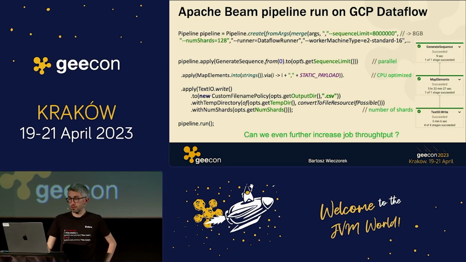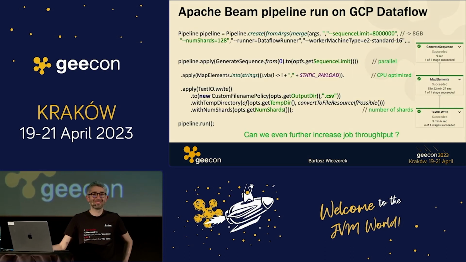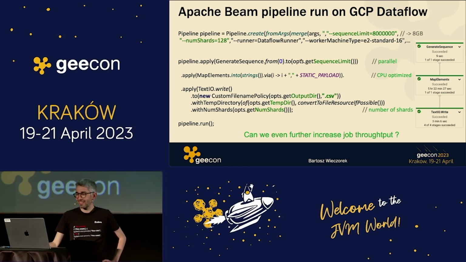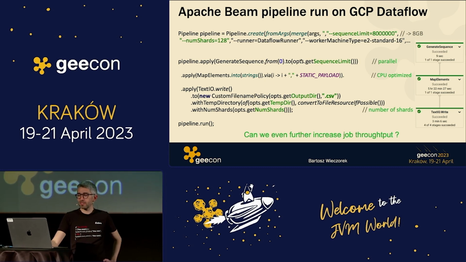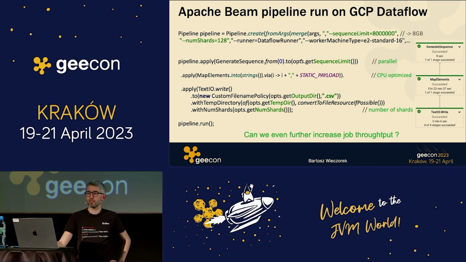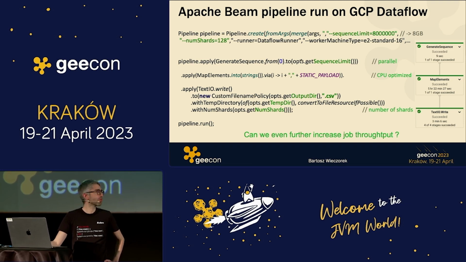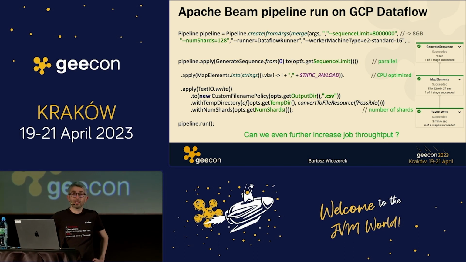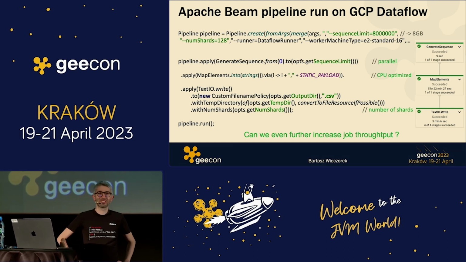Okay, can we go faster? What else can we do? We improve the number of shards. I set them here to 128, but the results were close to 64. Can we go faster? Any other guesses?